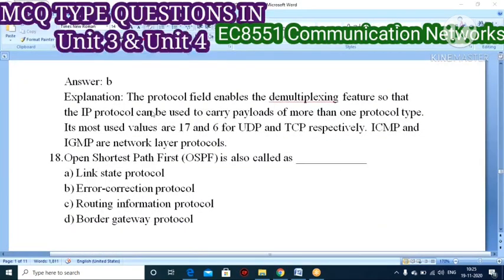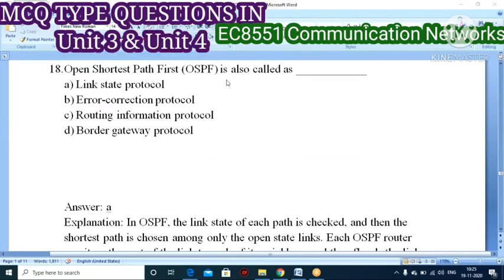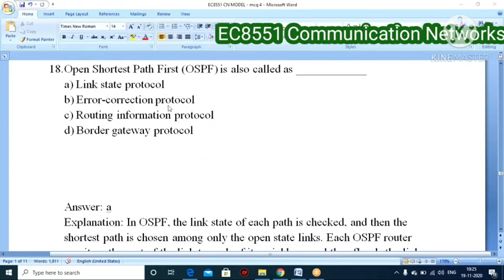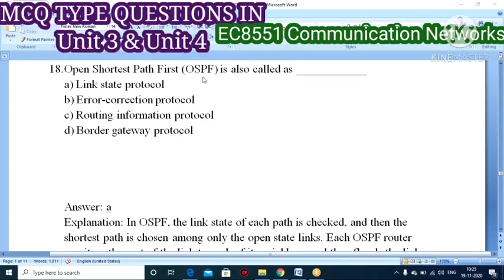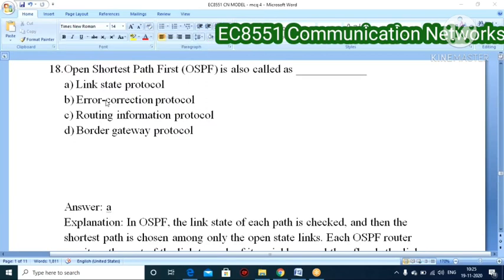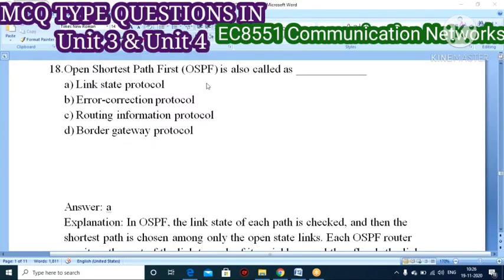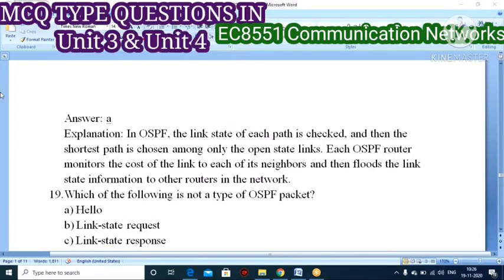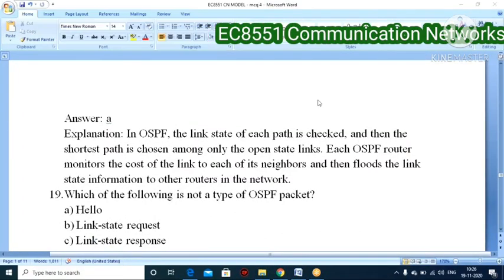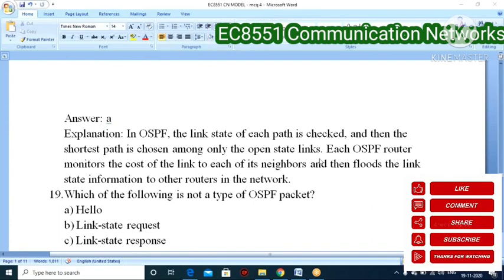Okay, next question: OSPF, Open Shortest Path First, is also called as dash. Link state protocol, error correction protocol, routing information protocol, and border gateway protocol. OSPF is an example of link state. Based on the classification, you are able to answer this question, because routing can be classified into different types: link state protocol and distance vector protocol. Under the link state protocol, OSPF, Open Shortest Path First, is the example. In OSPF, the link state of each path is checked, and then the shortest path is chosen among only the open state links.